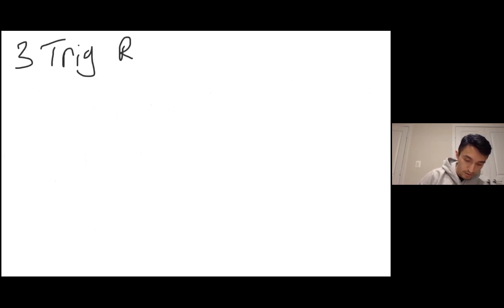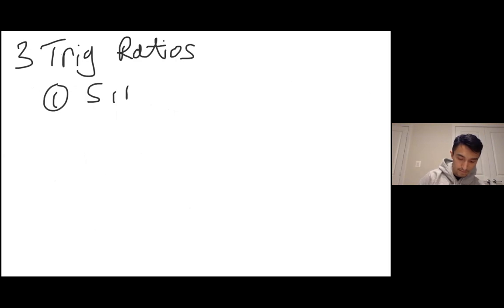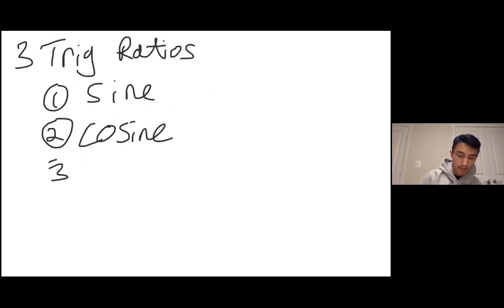All right, so there are three. Let's write this again. So the three trig ratios. All right, so three trig ratios. First one is called sine. Second one is called cosine. And the third one is called tangent.